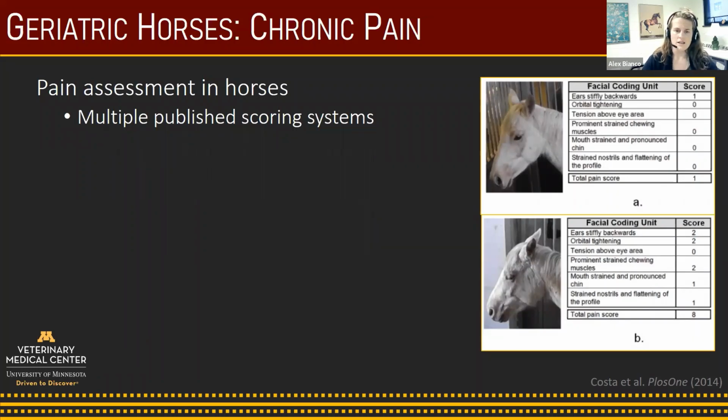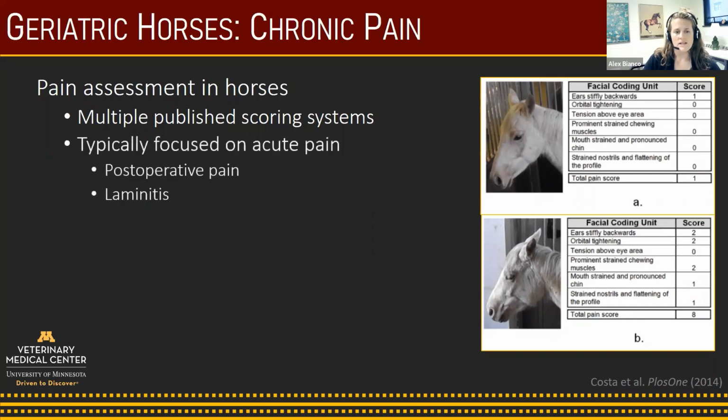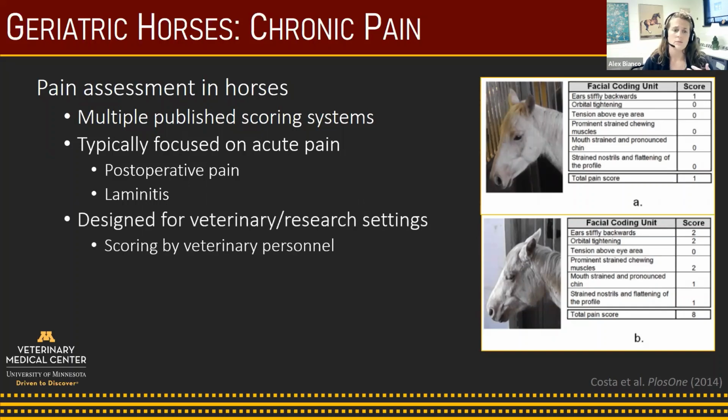to have, to take something that's a little bit hard to define and try to give it a number. The problem is that they're typically focused on acute pain. So that's pain within a hospital setting, after surgery, or with an acute laminitis episode. They're not really designed for at-home use. They're designed to be used by veterinarians or veterinary professionals, like technicians, within a hospital or research setting. And they're scored by veterinary personnel.